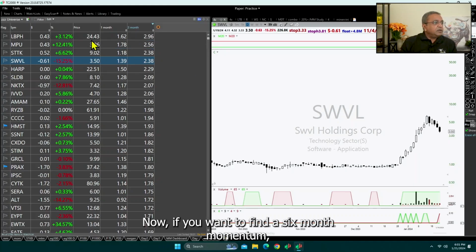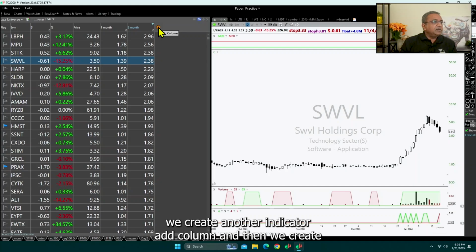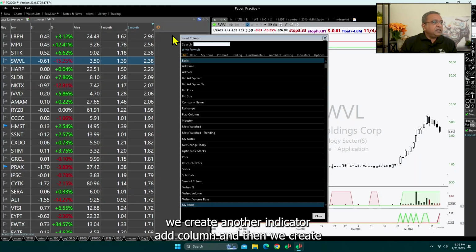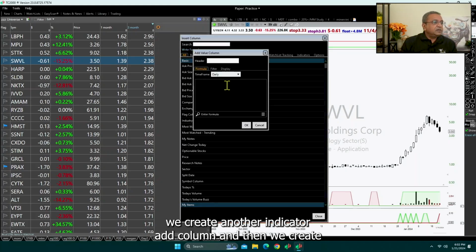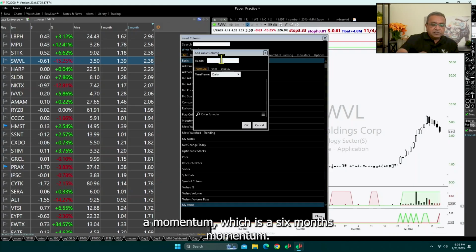Now if you want to find a 6 months momentum, we create another indicator, add column, and then we create a momentum which is a 6 months momentum.